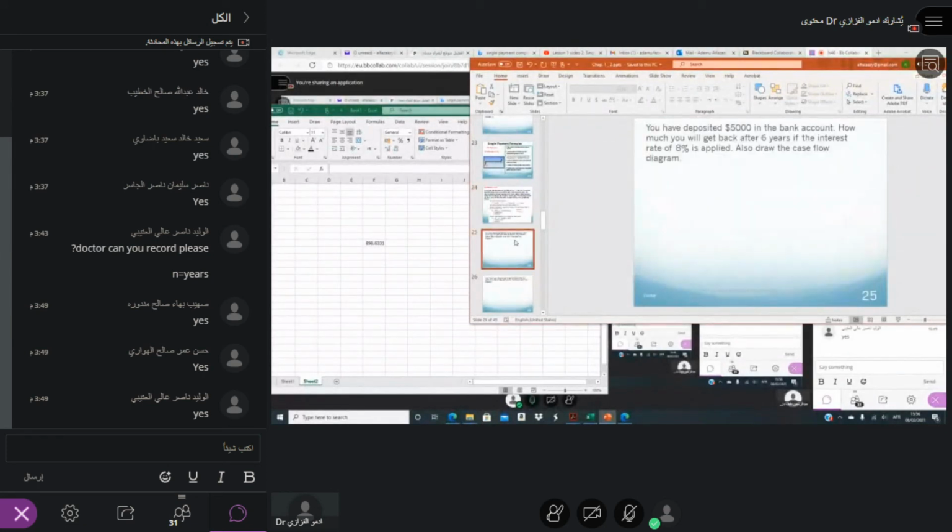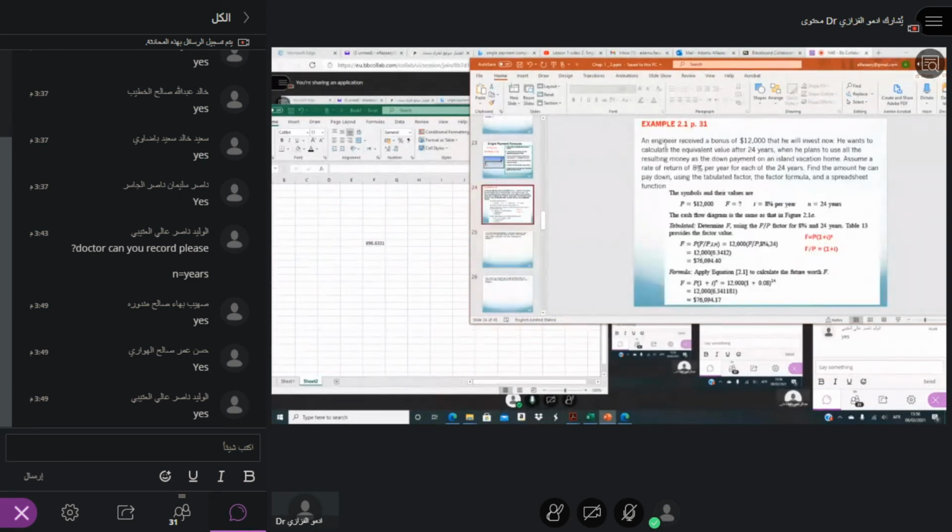Okay, so this is another example. They're saying an engineer received a bonus of $12,000 that he will invest now. So he's working for a company and they gave him a bonus of $12,000 and he wants to invest this money. So it means his P will be $12,000. That is the money he wants to invest. This is the principal.